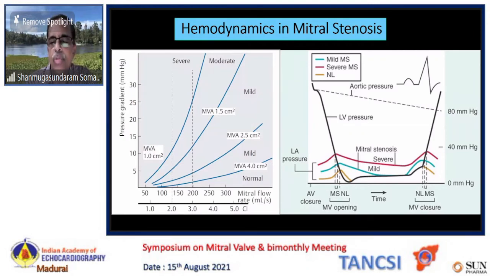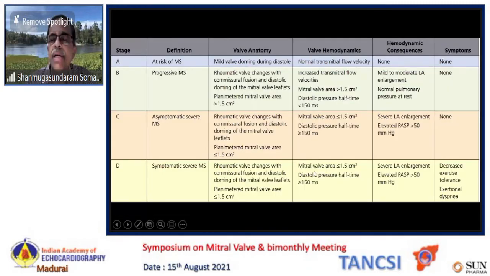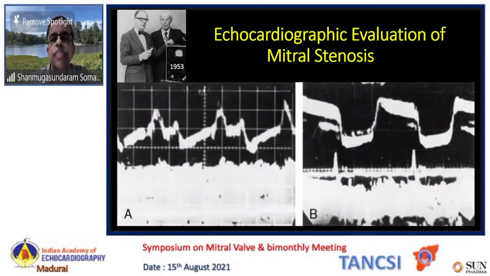As the valve narrows down, the gradient keeps increasing. When you look at the flow rate across the mitral valve and the relationship between the valve area and the pressure gradient, you can realize that at a normal flow rate of about 200 ml per second, with a valve area of 1.5 centimeter square, the mean pressure gradient crosses 10 millimeter of mercury. So the recent AHA guidelines stating that a valve area less than 1.5 centimeter square should be called severe mitral stenosis is probably justified.